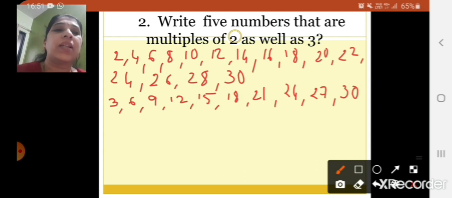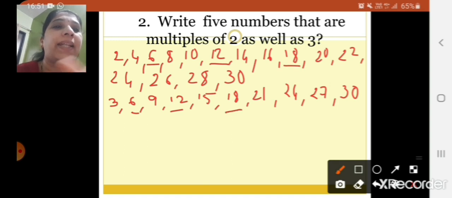So both the numbers tables we have written. Now we'll see which are the common numbers in table of 2 and table of 3. Now you can see 6. Yes, 6 is there in 2's table also. Okay, after that is the number 12. Yes, 12 is also there in the table of 2. Now the next number is 18, right? So here also 18 is there.